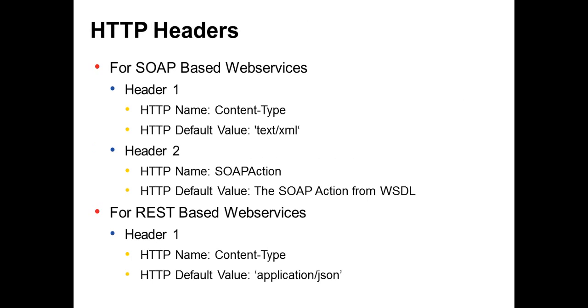In the next slide, we will see what are the HTTP headers required to access the web service. For SOAP-based web services, we should have the content type as text/xml, and the next header would be the SOAP action, which you can obtain from the WSDL that is being used. And for REST-based web services, the content type has to be application/json.